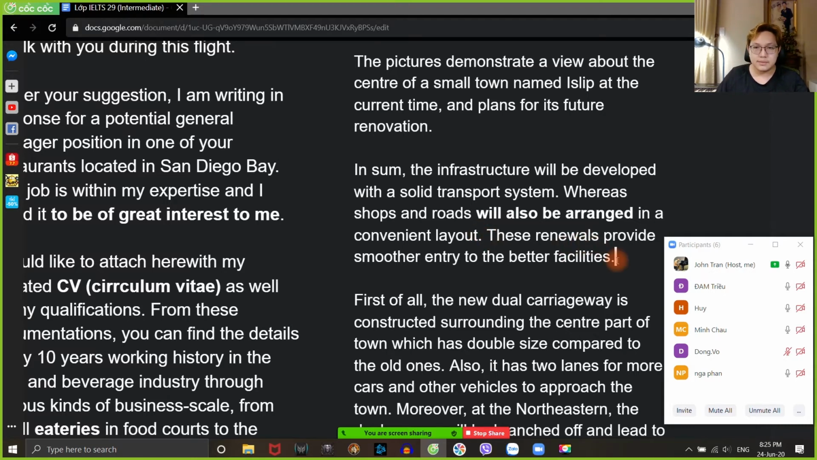Okay, these renewals provide smoother entry, a smoother way of entering, with better facilities. Provide smoother entry to the better facilities.